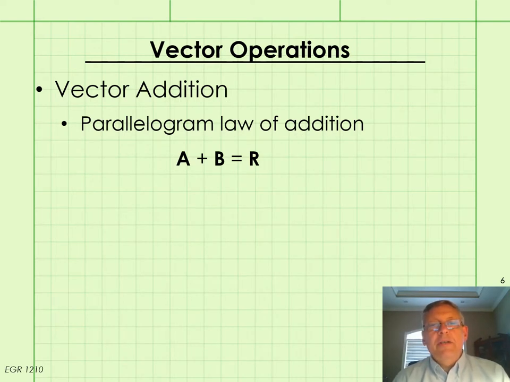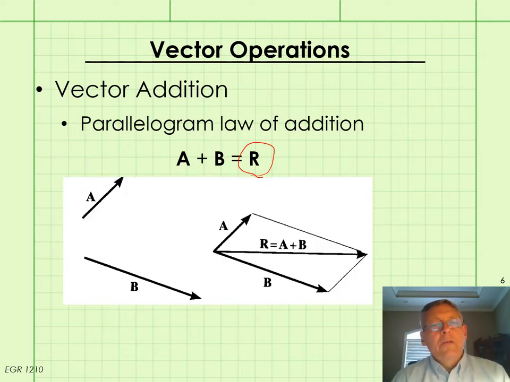Now I'll discuss vector addition using two different methods. The first method is known as the parallelogram law of addition. We can use the parallelogram law to find the sum of two vectors, and that sum is known as the resultant, and we will call that R in our example here. So here are two vectors A and B. To use the parallelogram law, we redraw them with their tails connected at a common point. Notice their direction and magnitude have not changed. We've just redrawn them, connected together.